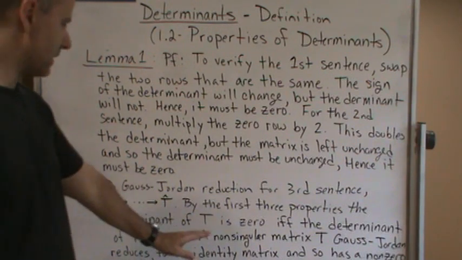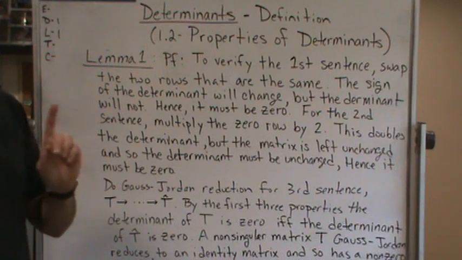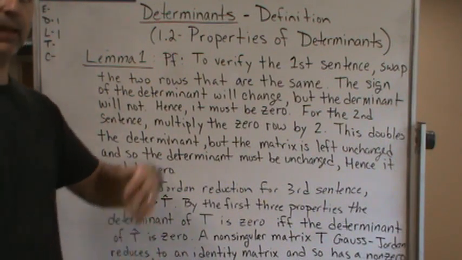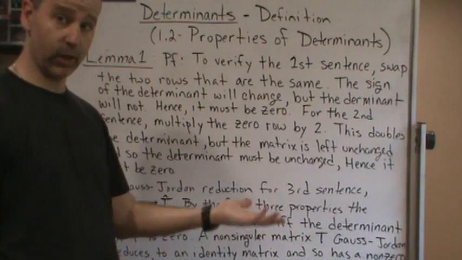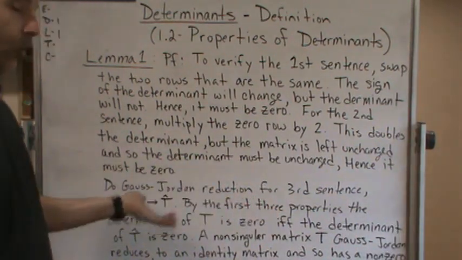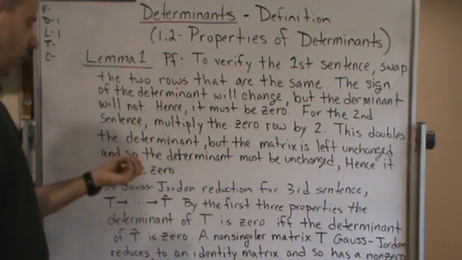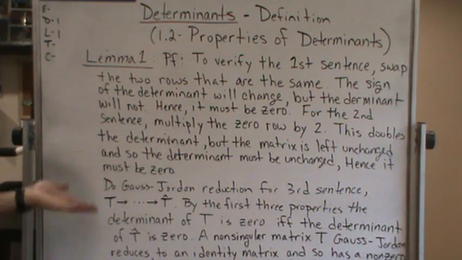Now, a non-singular matrix T, if you Gauss-Jordan reduce it, it will reduce to what? The identity matrix, again, one of the properties. So we know the determinant of the identity matrix is not 0, and so it has a non-zero determinant.